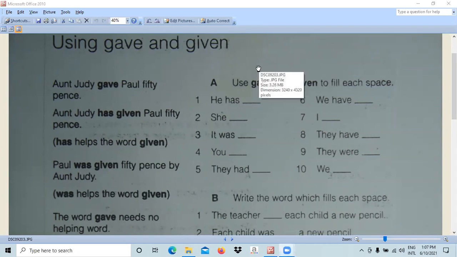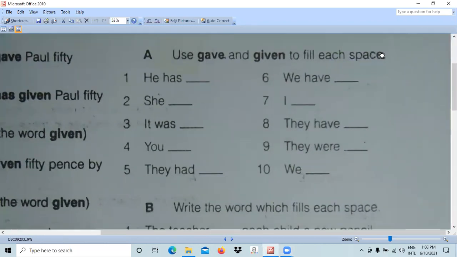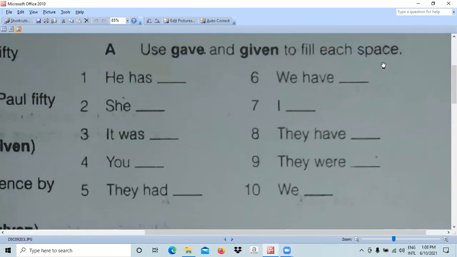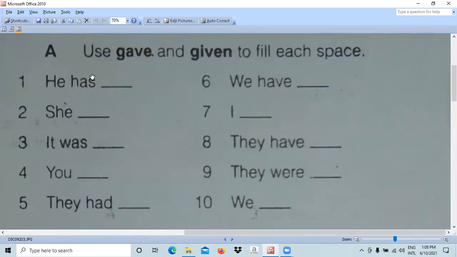So you can answer part A here. We have two words, gave and given. He has given, where has is the helping verb. He has given. She gave.